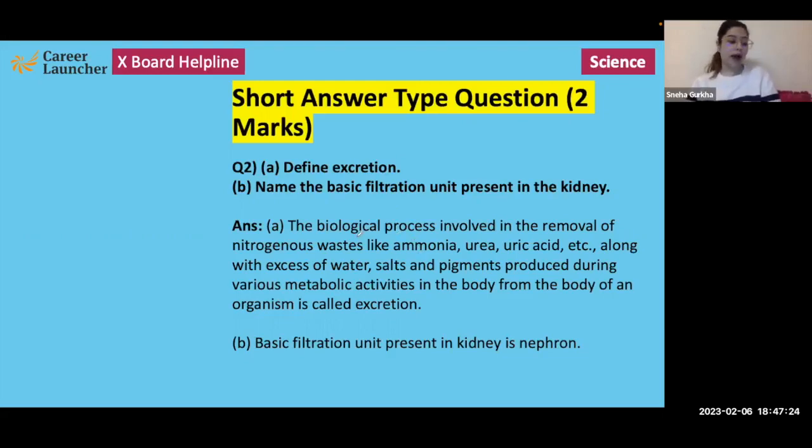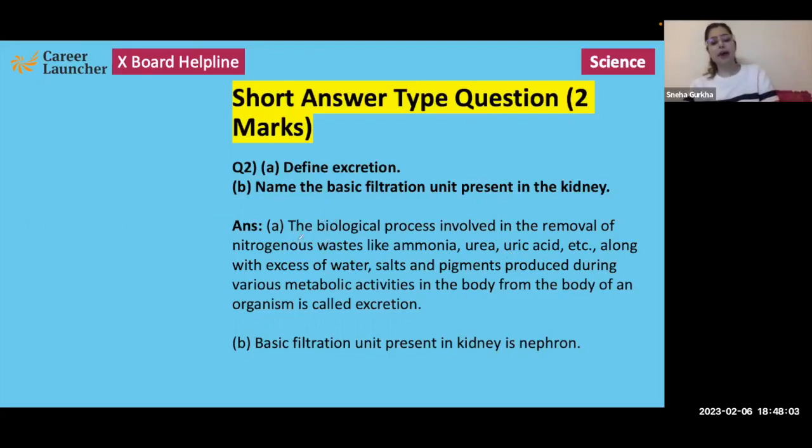Basically, it is the biological process which involves the removal of nitrogenous waste. The nitrogenous waste differs from organism to organism. It can be ammonia, urea, or uric acid, depending on whether the organism is an aquatic organism or a terrestrial organism. So the removal of these nitrogenous wastes that are produced in the body during various metabolic activities is known as excretion.